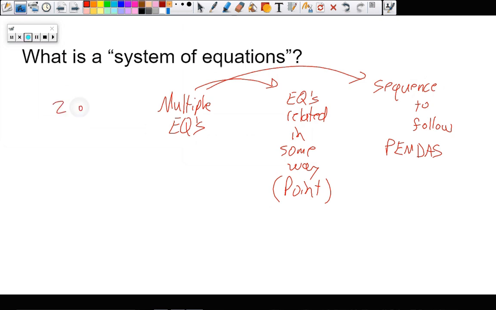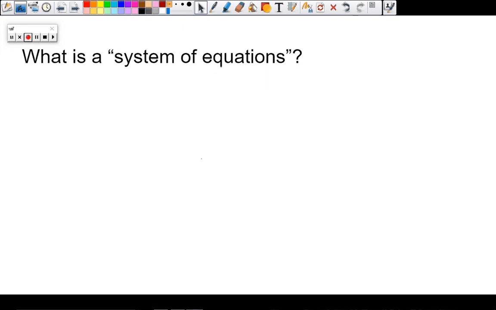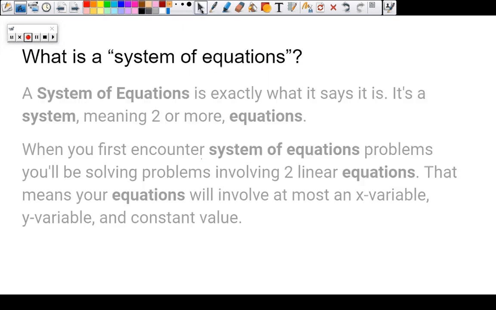So two or more equations, and you're solving for a variable. Okay, from all that, I'm going to show you what a system of equations is visually here in just a bit, but first we're going to look at what it is verbally. So with all that, I want you to think of what a system of equations is from this.